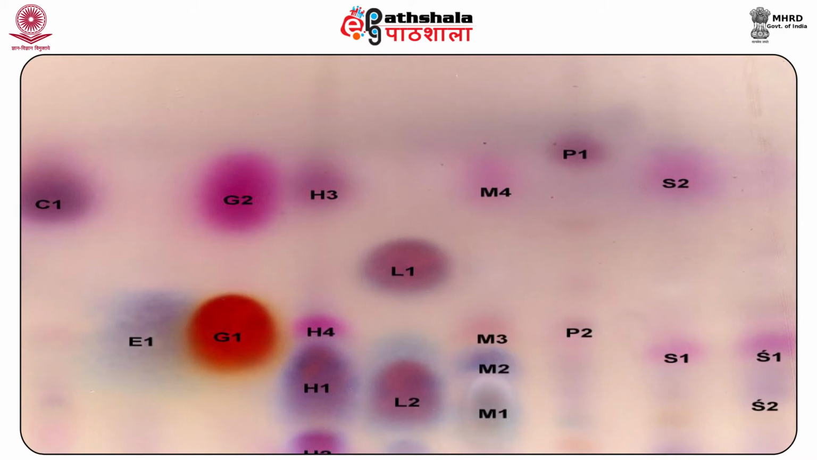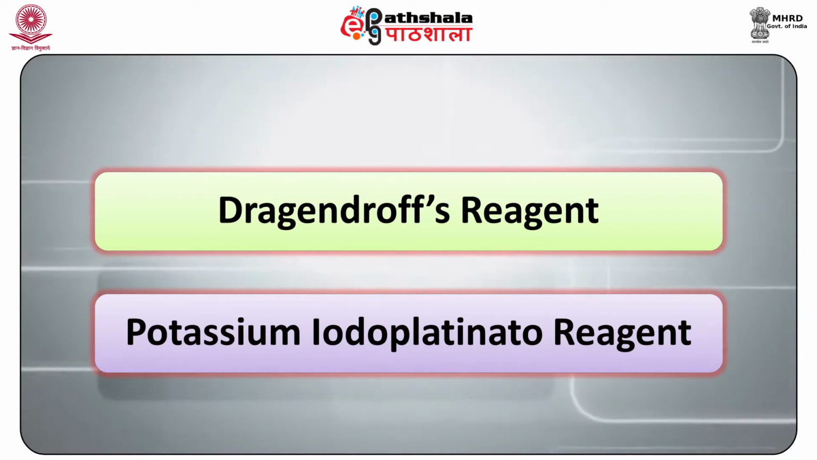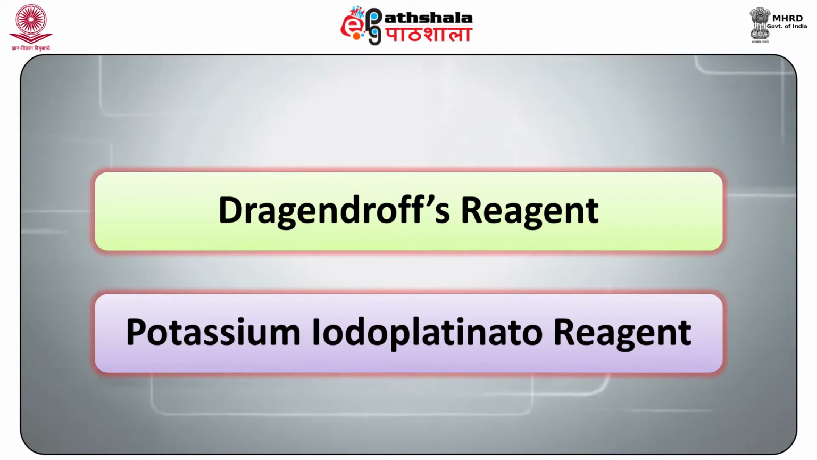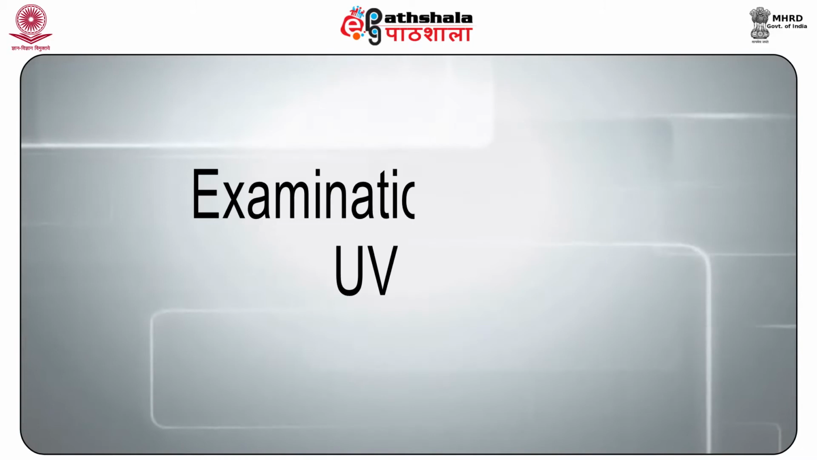by this method. There are 2 types of reagent used in the TLC method. They are Dragendorff reagent and potassium iodoplatinate reagent. Basically, TLC works on the principle of separation according to their affinity towards the relative phases.